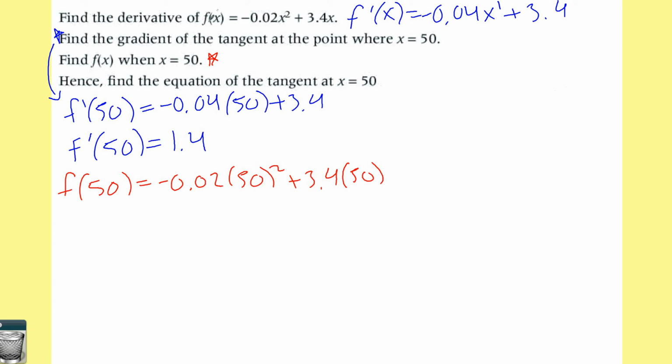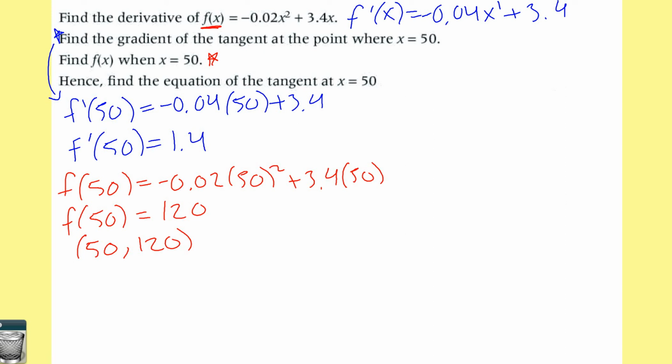Again, we're plugging it into the original function. When we plug that into our calculator, we get 120. This is how I'm showing my work when I use my calculator. This is what I'm plugging in, and this is my output. So now that represents a point on my graph. When I plug in x is 50, the y is 120.